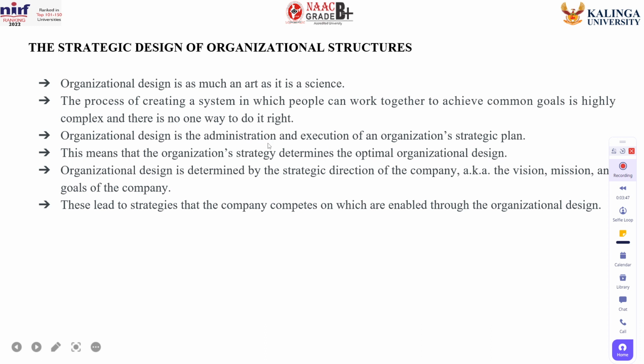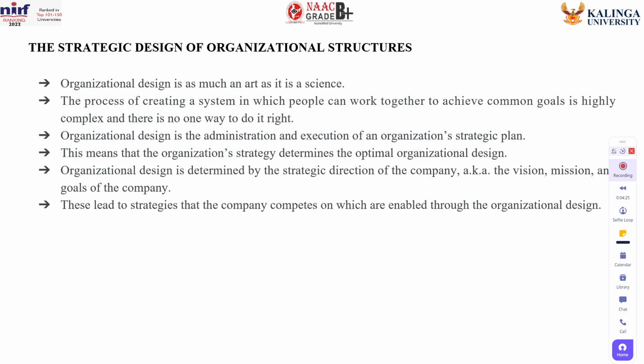Organizational design is the administration and execution of an organization's strategic plan. Let us try to understand what is strategic. Strategic means the long term plans, the plans which are in focus, which are made keeping in mind the mission and vision of an organization. So, organizational design is the administration and execution of an organization's strategic plan. So, the reference for making organizational design is the organization's strategic plan. Now, this means that organization strategy determines the optimal organizational design.